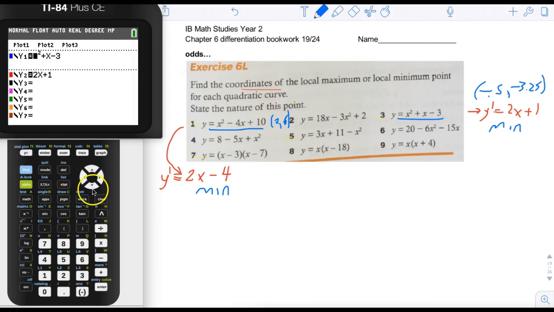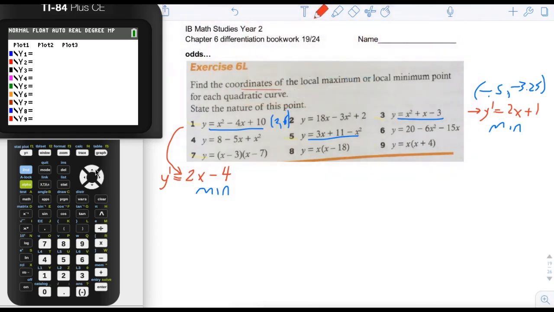Now, remember, I always advise you not to graph the red function because it might be confusing. Okay, number 5. So we got 3x plus 11 minus x squared for the blue function. And let's find the red function here. So the red function for this would be 3, because the derivative of 3x is 3, the derivative of 11 is 0, and the derivative of negative x squared is minus 2x. So it would be y dash equals 3 minus 2x. So let's put that as the red function.